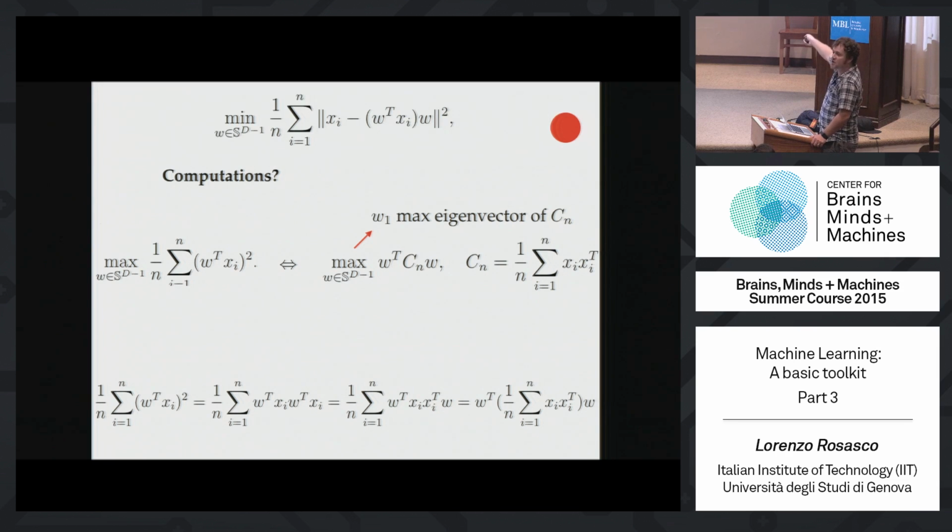Essentially, you take the Lagrangian of this and use a little bit of duality, and you show that the w that solves this problem is just the eigenvector corresponding to the maximum eigenvalue of the matrix C. Okay? So finding this direction is just solving an eigenvalue problem. Okay?